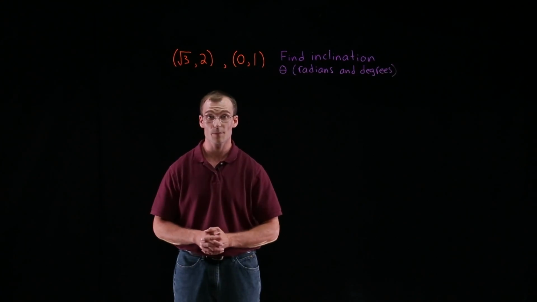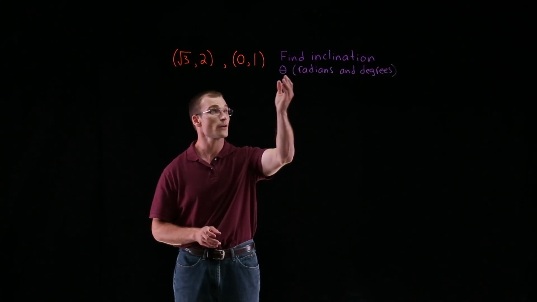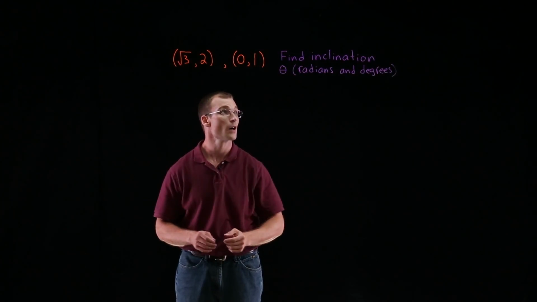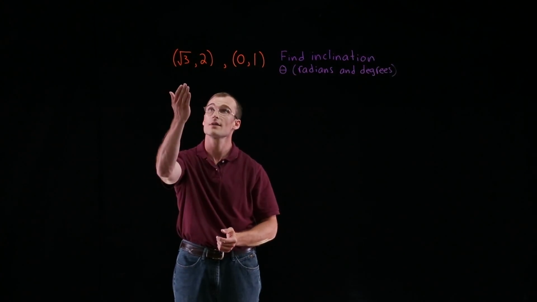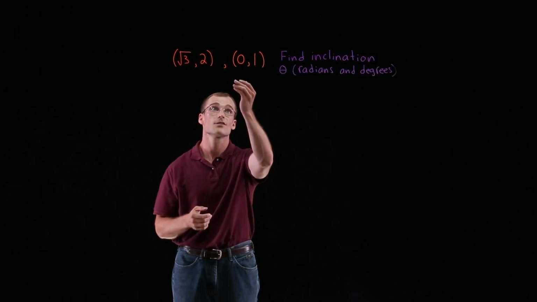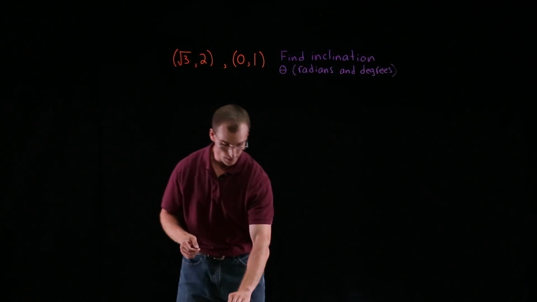Hello everyone, I'm Adam. In this problem, we're going to be finding our inclination angle theta in both radians and degrees of the line that passes through our 2 points, given here as (square root of 3, 2) and (0, 1). So how do we get started?